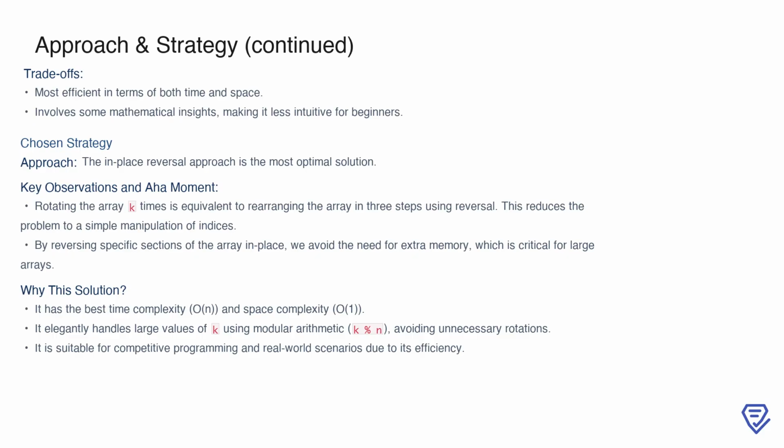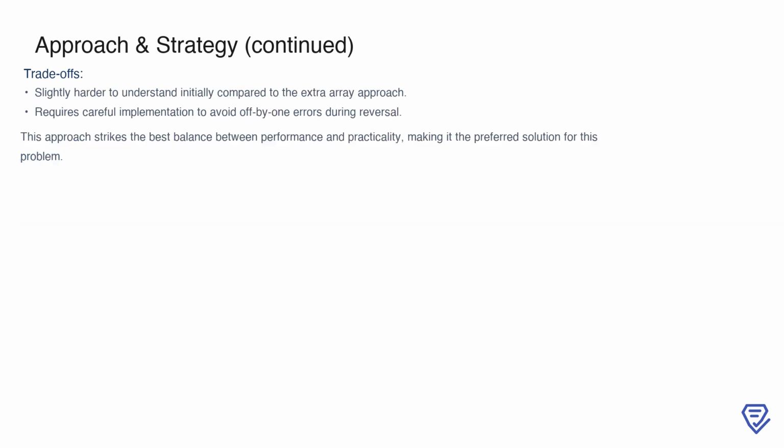While the algorithm is mathematically elegant, it does require a deeper understanding of array manipulation, which might make it less intuitive for beginners. However, once the concept of reversing parts of the array clicks, the approach becomes both practical and powerful. One trade-off of the in-place reversal approach is its slightly higher learning curve compared to the extra array method. Careful attention is required during implementation to avoid off-by-one errors when reversing sections of the array. Despite this, the approach remains the preferred solution as it combines the best aspects of performance and practicality.